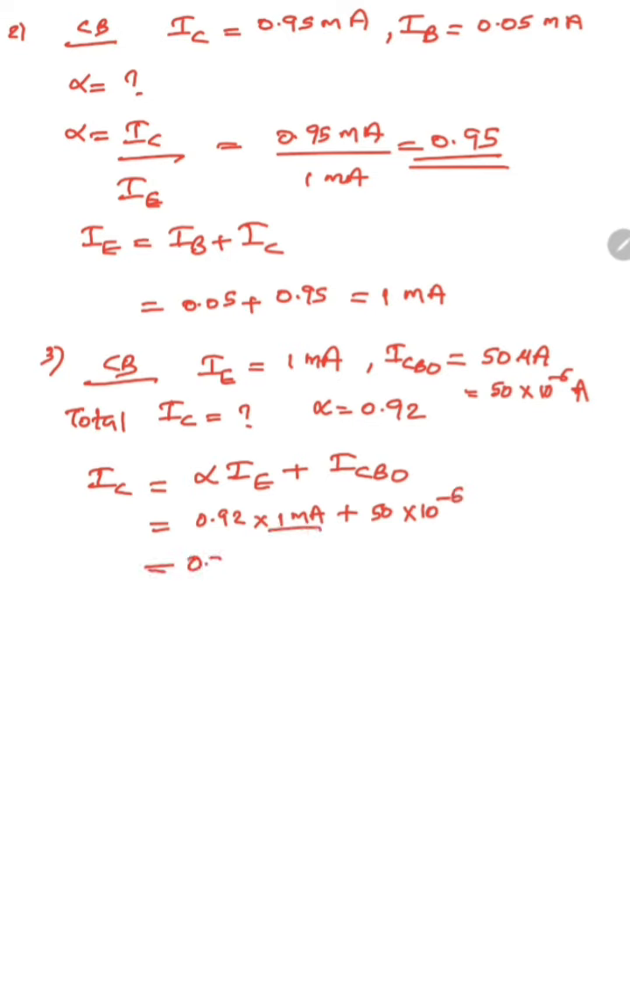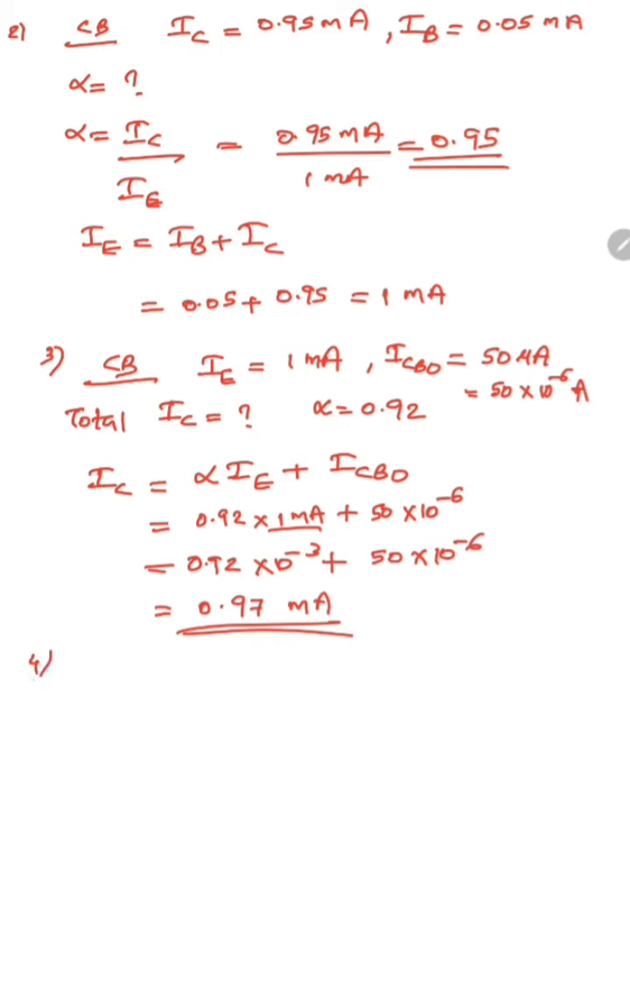So this is 0.92 into 10 raised to minus 3 plus 50 into 10 raised to minus 6. You can calculate this and we will get 0.97 milliampere. You can also use the other equation and you will see the same answer. So, this is the third question. Now, the fourth question.